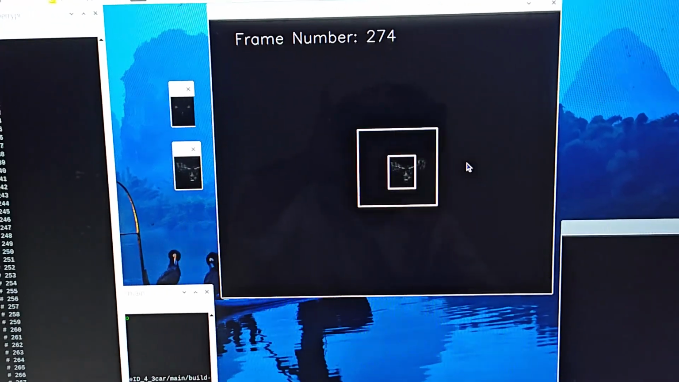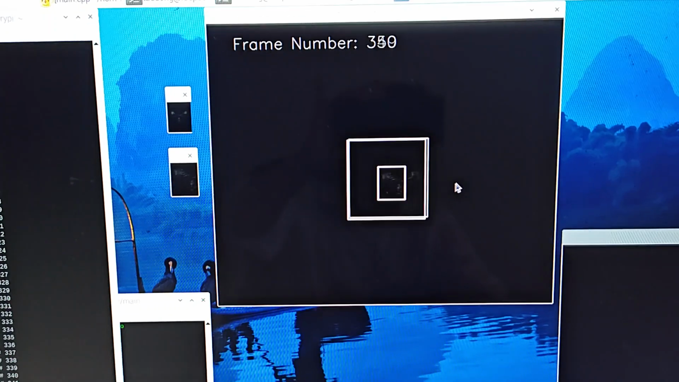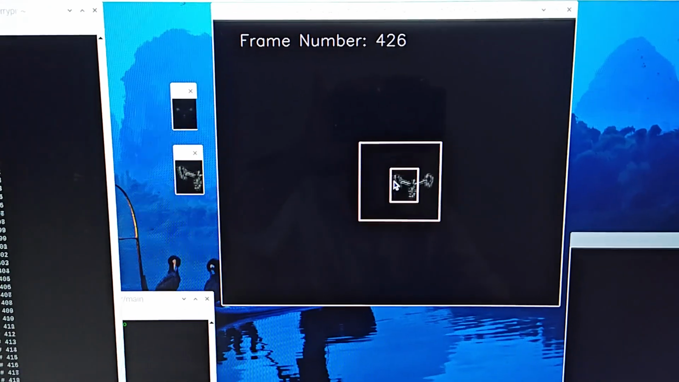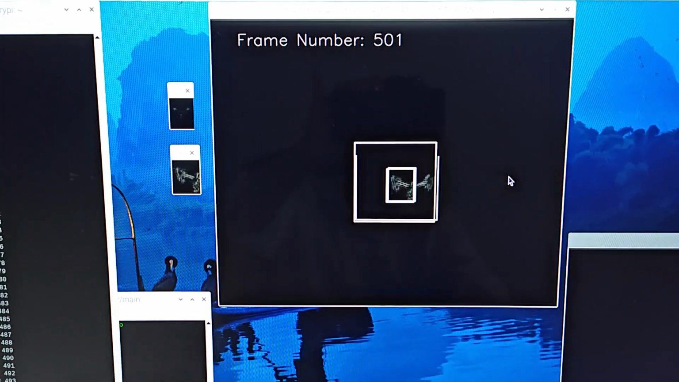If you notice, the object tracking is in right here. And there are two windows. One window, the outside window, is the region of interest. And inside is the object detection and tracking.